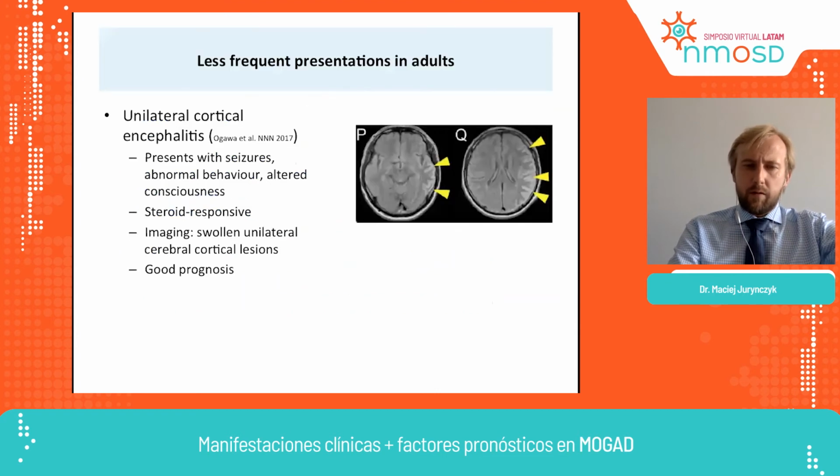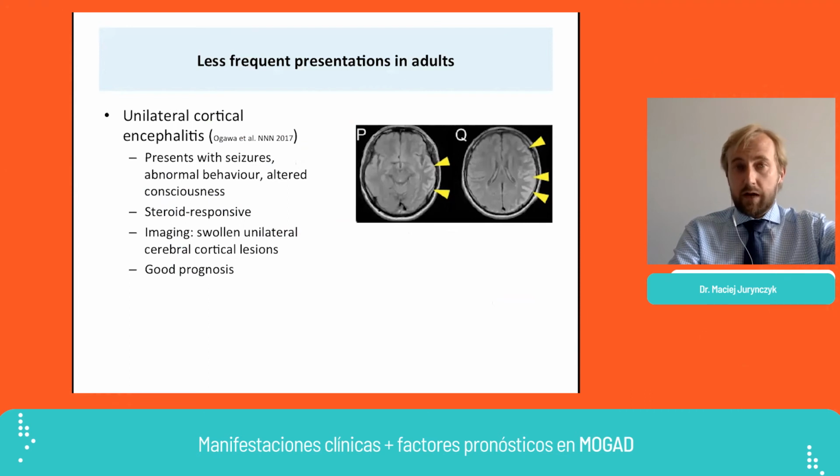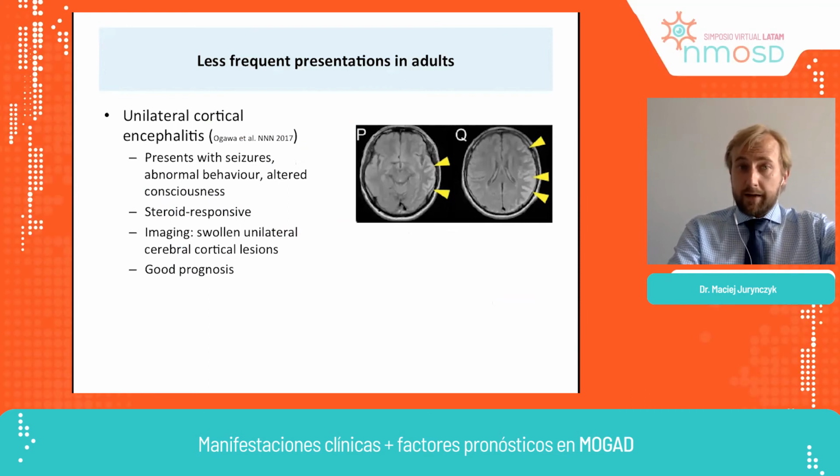Apart from the most typical MOGAD presentations such as optic neuritis, transverse myelitis, and ADEM, we also may encounter some more unusual presentations, and the most striking one is unilateral cortical encephalitis, which was first described by a Japanese group. This encephalitis presents with seizures, abnormal behavior, and altered consciousness. What is quite typical is, first, that it's steroid responsive and has a good prognosis, and the second is imaging, which shows swollen cortex on one side of the brain.